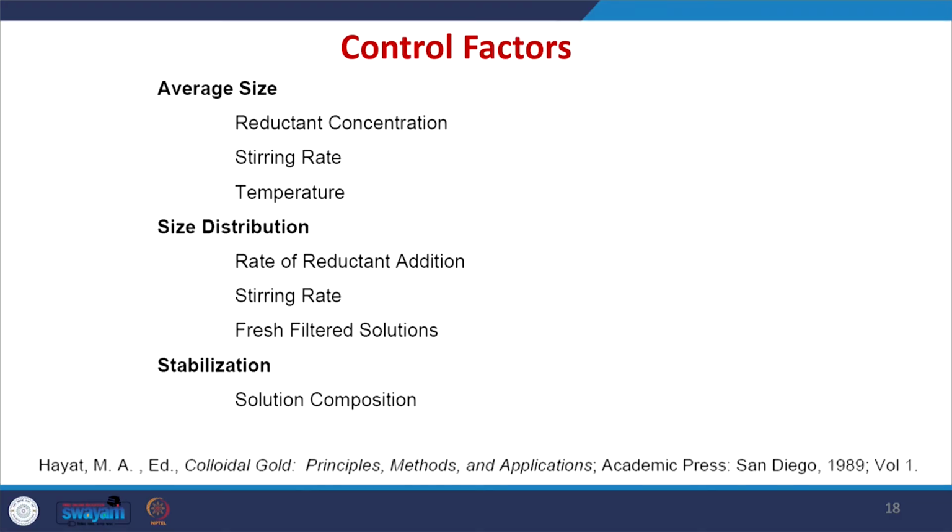Let us see what are the factors which control the size as well as the stabilization of the nanoparticle. Average size is controlled by the reducing agent concentration, stirring rate and temperature, and the size distribution is controlled by the rate of reducing agent addition and the stirring rate. We always have to use fresh filtered solution to get the small size nanoparticle, and also the stabilizing agent, what kind of stabilizing agent you are using. That also decides the stability as well as size and shape of your nanoparticle.